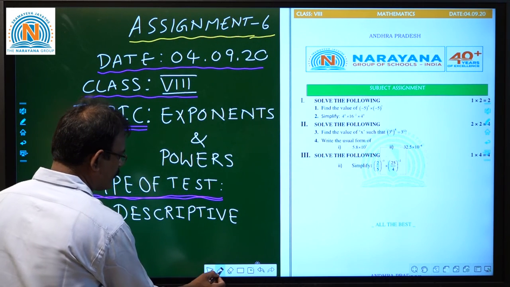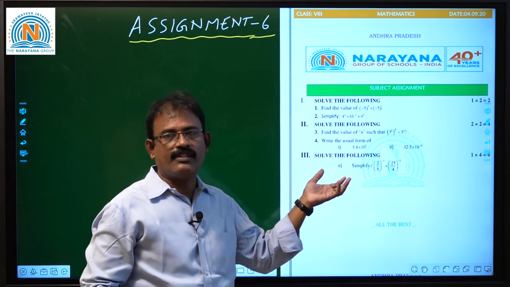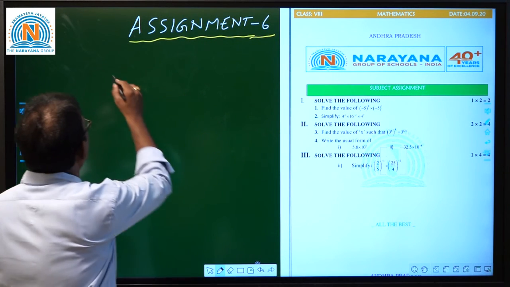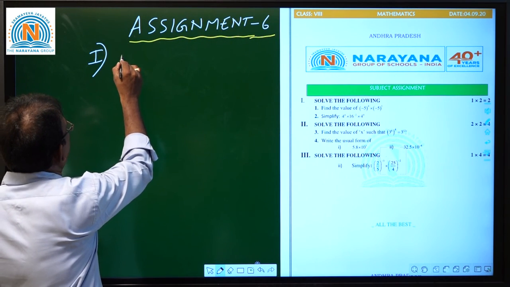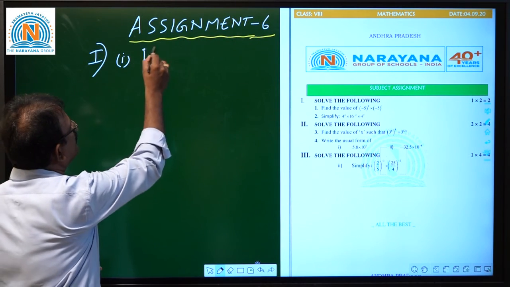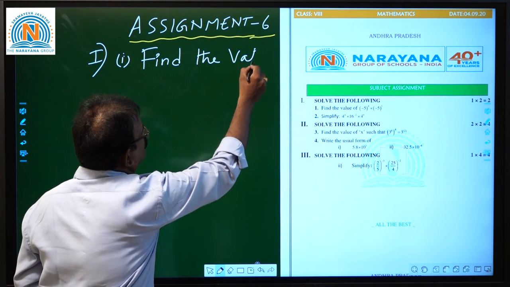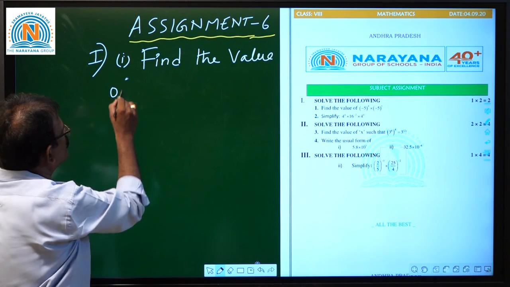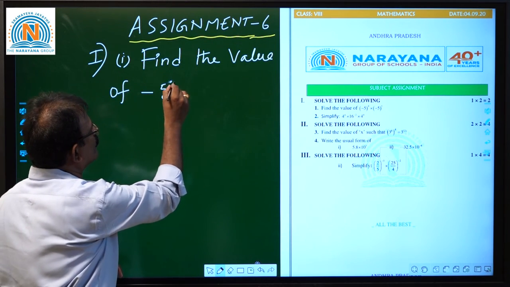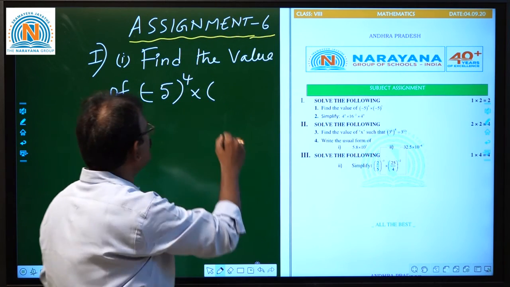Now let us come back to the explanation of this assignment. Let us come back to the first one of the first Roman, children. Find the value of (-5)^4 into (-5)^1.